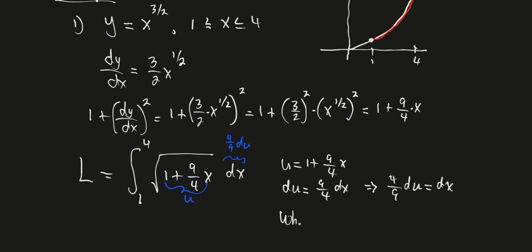So when x is equal to 1, u is 13/4, because it's 1 plus 9/4. When x is equal to 4, u is equal to 10, because it's 9/4 times 4, that's 9, plus 1, that's 10. So now I have everything that I need to convert it over.